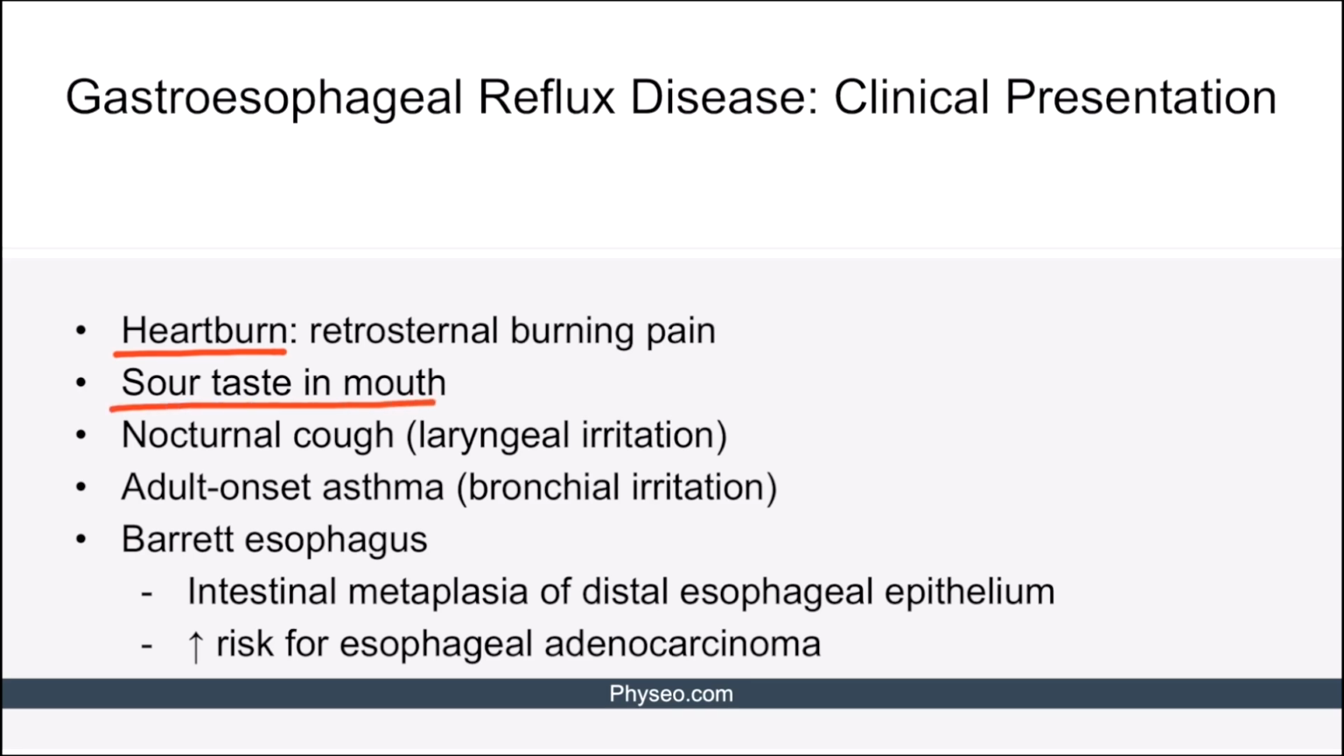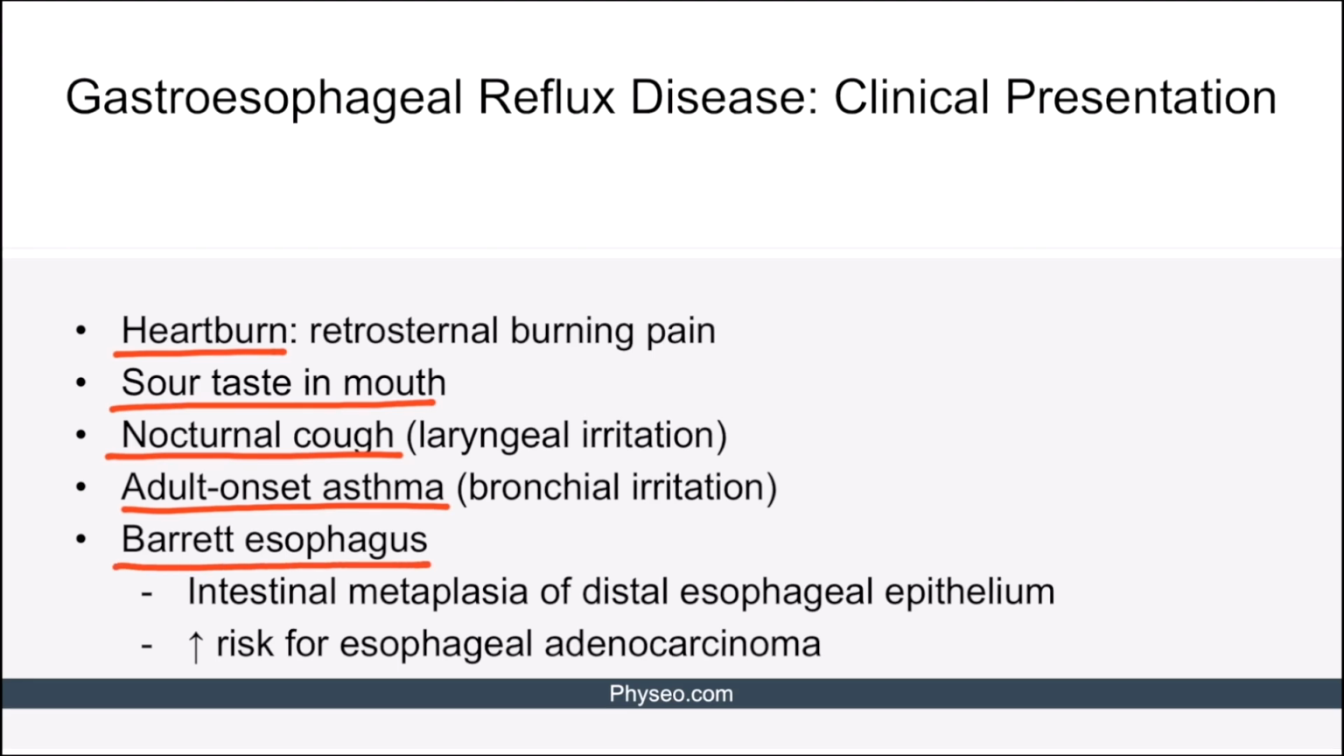Sour taste in the mouth is due to acid reflux all the way to the oral cavity. Nocturnal cough results from laryngeal irritation by acid. If the acid reaches the bronchi, then the patient may experience adult-onset asthma due to chemical irritation of the bronchi. Chronic GERD can cause Barrett esophagus.